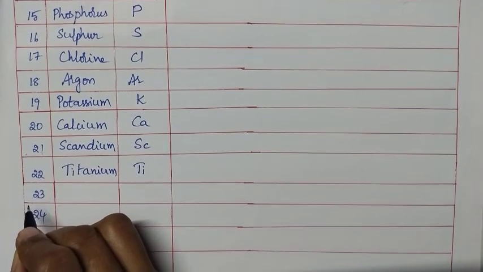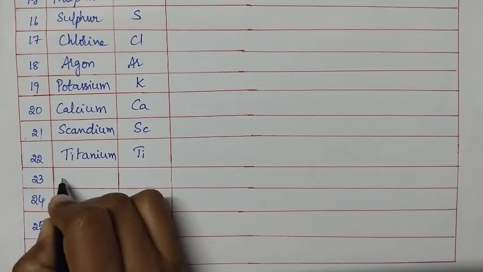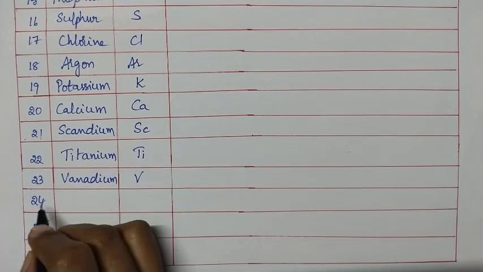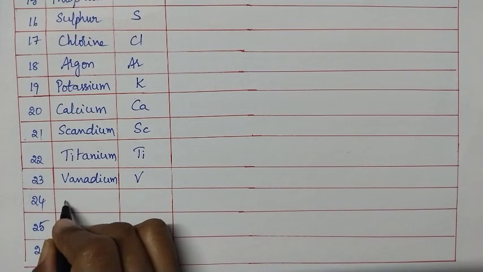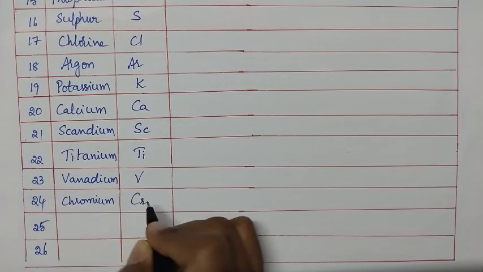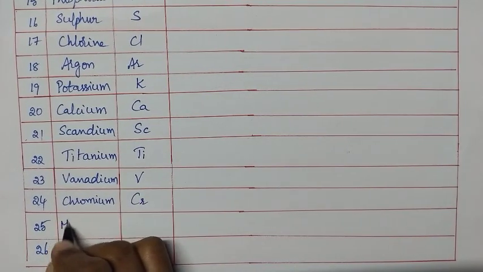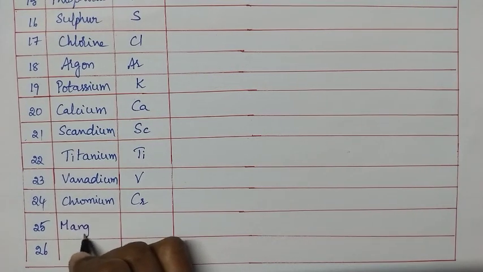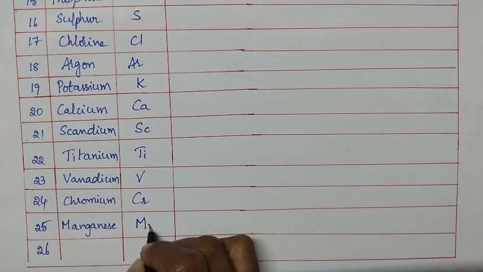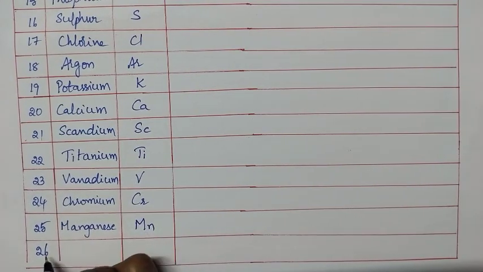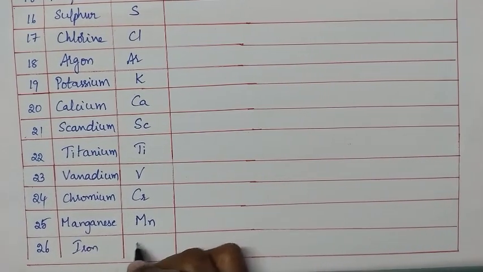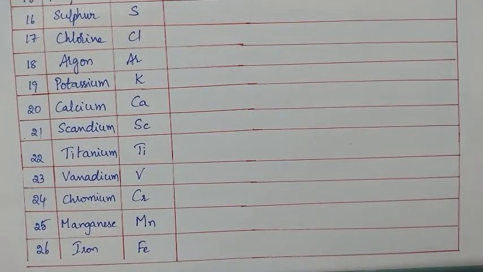If the atomic number is 23, the element is called vanadium and the symbol is V. If the atomic number is 24, the element is chromium and the symbol is Cr. If the atomic number is 25, the element is called as manganese and the element is represented by the symbol Mn. And if the atomic number is 26, the element is iron and its symbol is Fe. Is it clear, students?